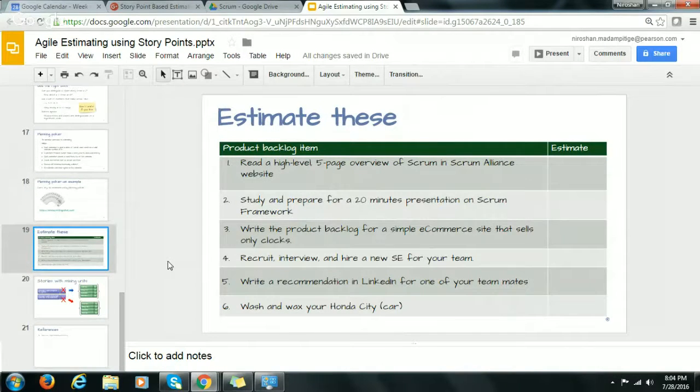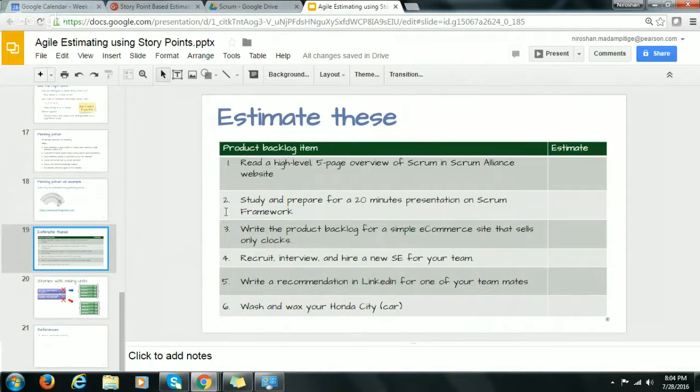In order to understand these concepts, I request you to have a look at these stories. Assume that this is your product backlog item. Let me go through them. Read a high-level 5-page overview of Scrum in Scrum Alliance. If you have not seen Scrum Alliance, or haven't gone through any particular Scrum articles, this may sound strange to you, but if you're somewhat familiar with it, you may be confident to estimate this. Whatever it is, you all are requested to estimate.